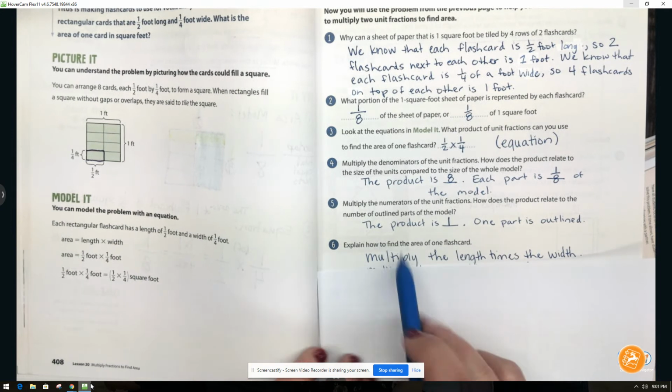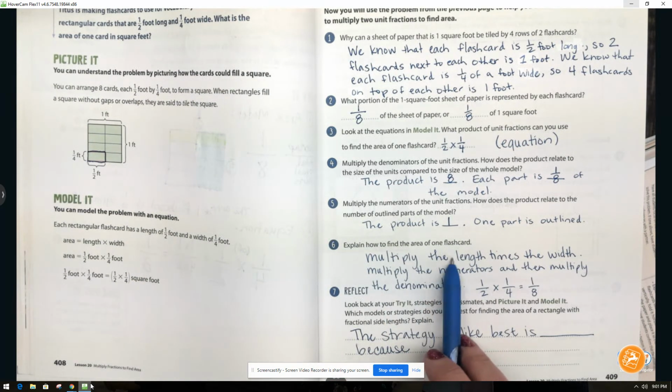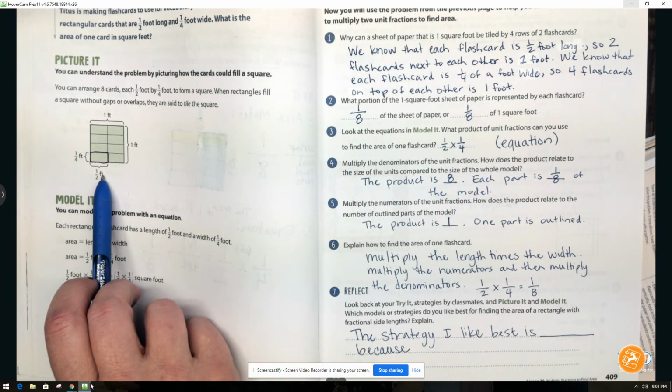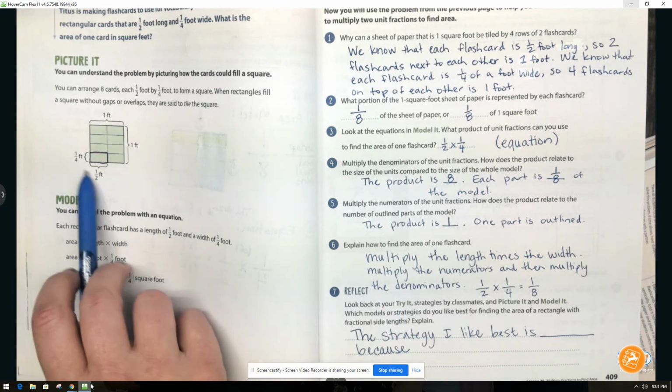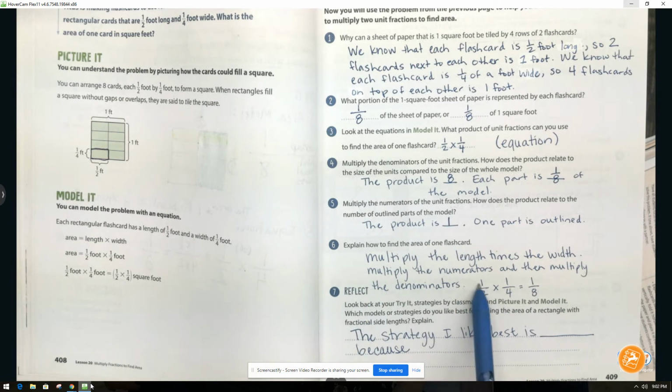So how do we find the area of one flashcard? First, we multiply the length times the width. So what is 1/4 times 1/2? Or what is 1/2 times 1/4? Then we multiply the numerators and then multiply the denominators. 1 times 1 is 1. 2 times 4 is 8. So we know that 1/2 times 1/4 equals 1/8.